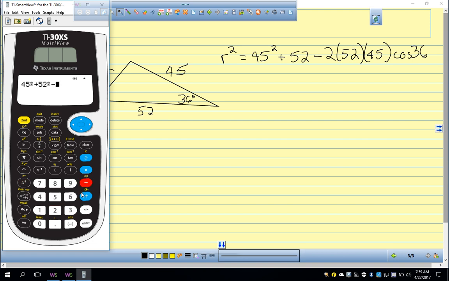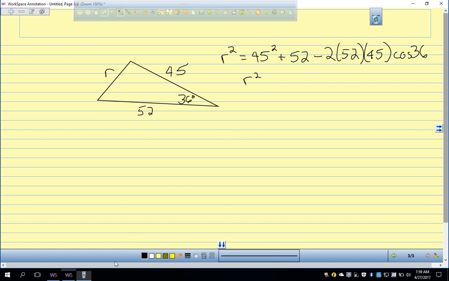minus 2 times 52 times 45 times the cosine of 36. Okay? And then I hit enter. Okay? And if I do that, I get some pretty big number. Okay, that's R squared.